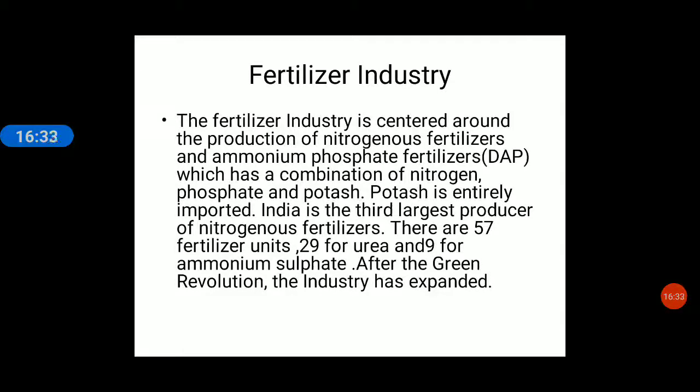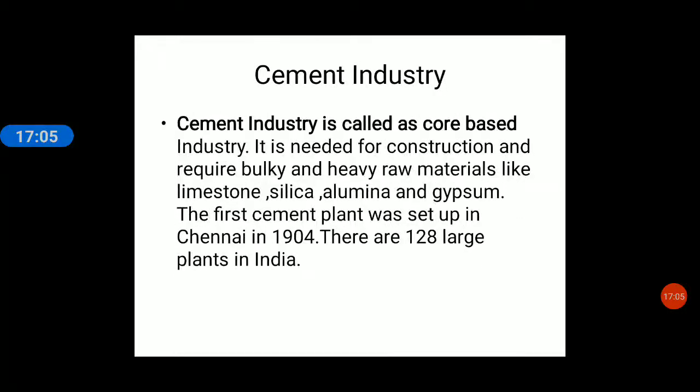So India is the third largest producer of nitrogenous fertilizers. There are 57 fertilizer units, 29 for urea and 9 for ammonium sulfate. After the Green Revolution, the industry has expanded a lot. The need for fertilizer is very high from the agricultural sector, and therefore the demand for the fertilizers has to be fulfilled. Therefore, the number of fertilizer units are increasing nowadays in India.